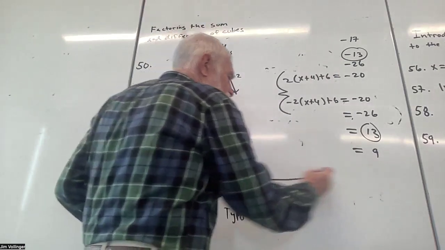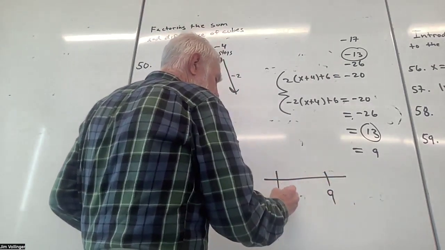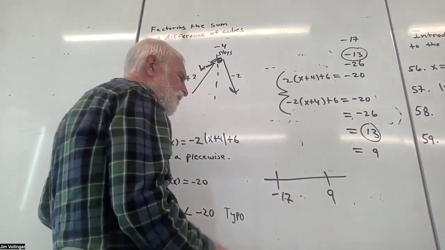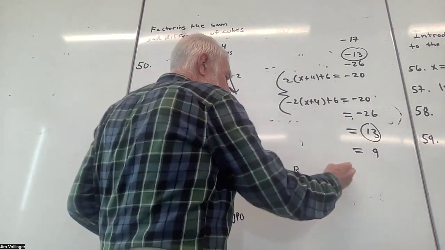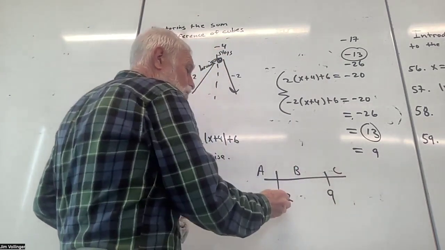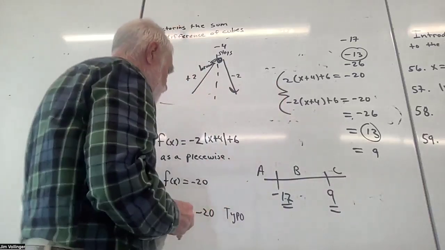All right, so I have two solutions. Keep them on a number line. One of them is 9 and the other is -17. That breaks this up into three intervals: interval A, interval B, and interval C, and two other considerations for what works in the equation.